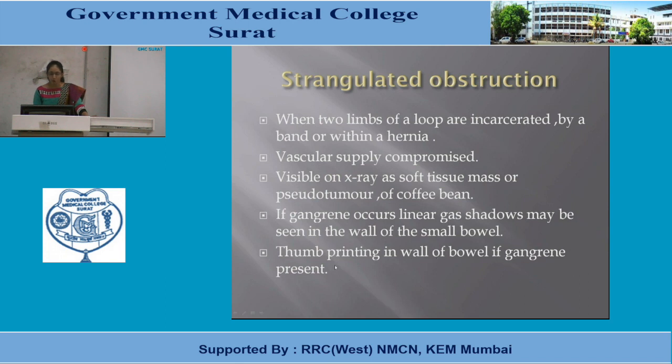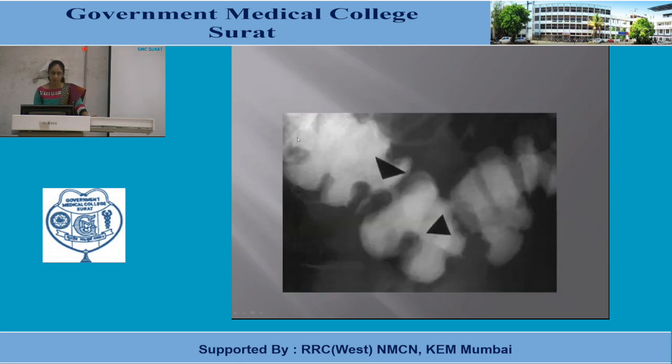I will show you thumb printing in detail in the next slide. This is the thumb printing appearance. This is printed like a thumb, so this is known as thumb printing. This is due to gangrenous edematous valvulae conniventes or haustration marks, which give a feeling like a defect in the X-ray, in barium X-ray.